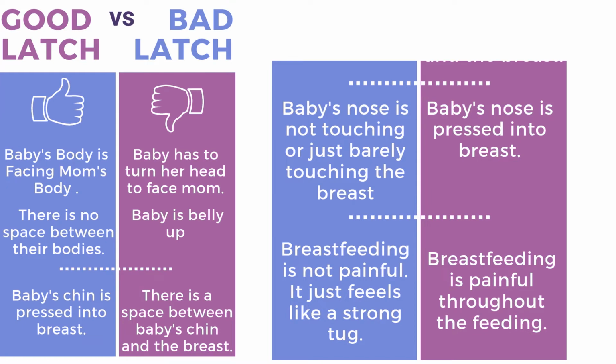As a review, these are the things that we have to consider for good latching. The baby's body is facing mom's body. There is no space between their bodies. The baby's chin is pressed into the breast. The baby's nose is not touching or just barely touching the breast. And breastfeeding is not painful, it just feels like a strong tug.